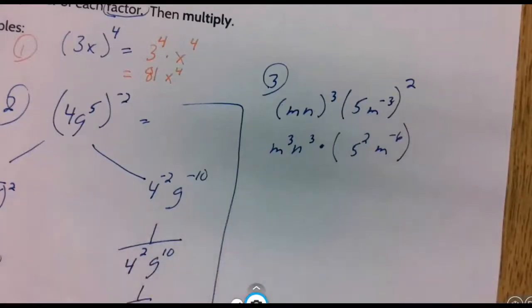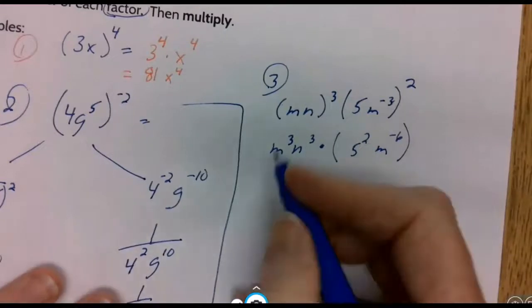Now, what do you do next? I'm not sure. You could do lots of things. I'm going to take 5 and square it, and I get 25.